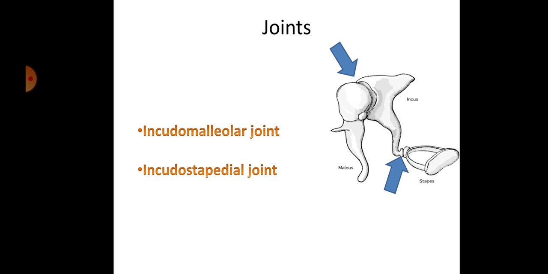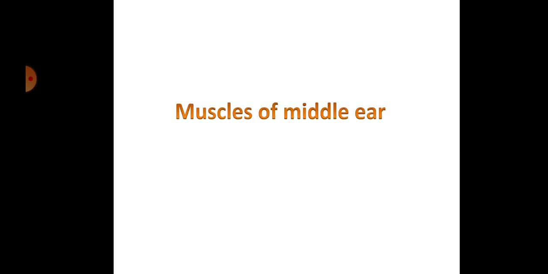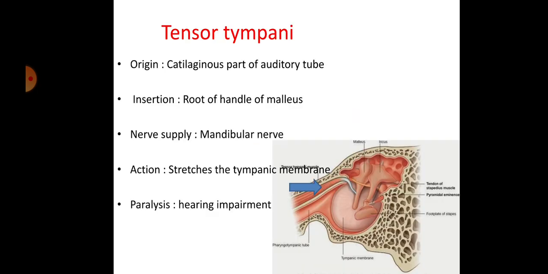Next we are going to discuss the joints present in the middle ear. Mainly two joints are present. One is the incudiomalleolar joint, another one is the incudiostapedial joint. Already we have discussed this. Next we are going to discuss the muscles of the middle ear. Only two muscles are mainly found. One is the tensor tympani, another one is the stapedius.